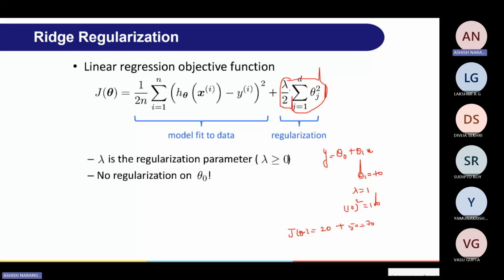So ridge, what is it doing? Further reducing the cost, right? And further reducing the weights. So if I put theta as 4, 4 square 16, 16 by 2 is 8. So it is reducing the weights actually. That's what I wanted to show you, that it is reducing the weights.